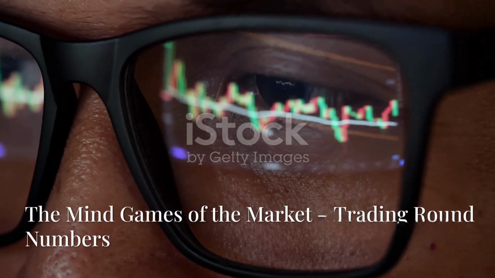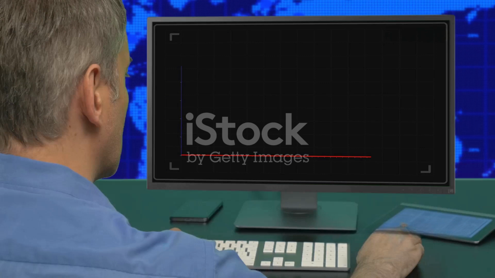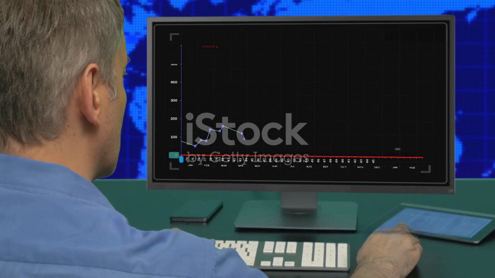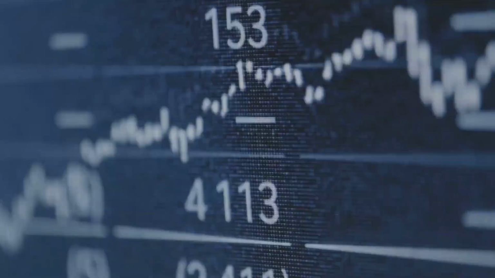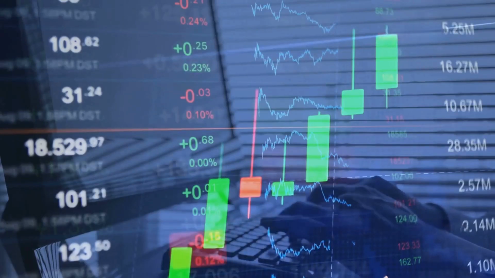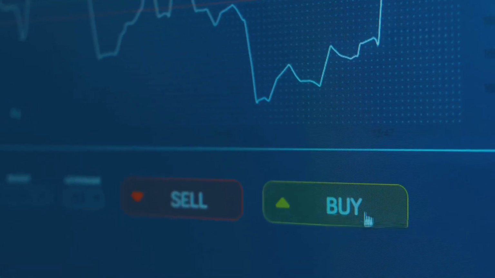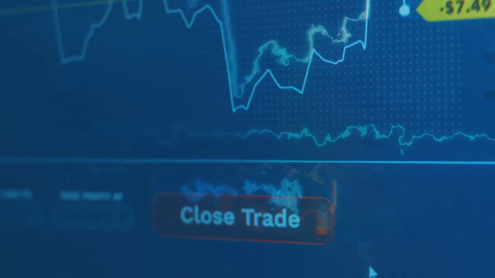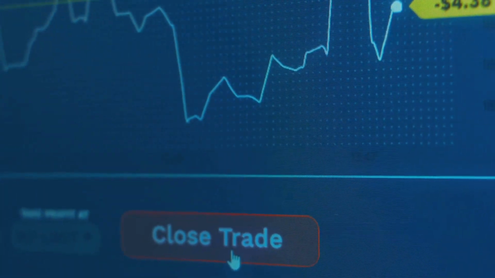Alright, let's dive into something fascinating: psychological levels. These are price levels that aren't necessarily based on previous swing highs or lows but rather on human psychology. We're talking about those nice, clean, round numbers. Think $10, $20, $50, $100, $500, $1,000, and so on. It might sound a bit woo-woo, but trust me, these levels can act as incredibly powerful, albeit informal, support and resistance points in the market.